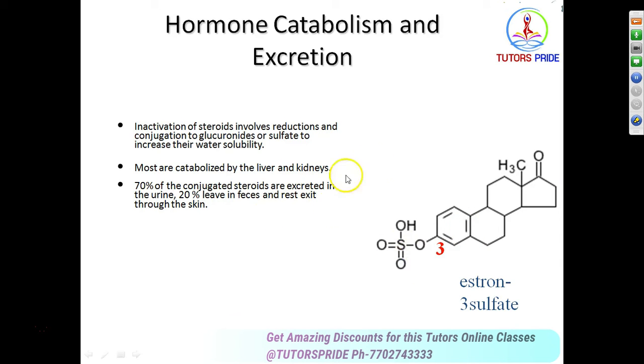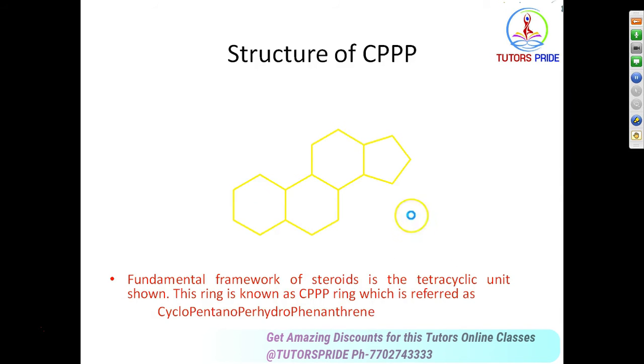So as you can see here, this is converted into the sulfate form, estrone 3 sulfate. This has more water solubility, so it will be excreted out. Previously the estrone hormone was there, so it will be converted into estrone 3 sulfate, and it will be excreted out with your urine. Got my point?